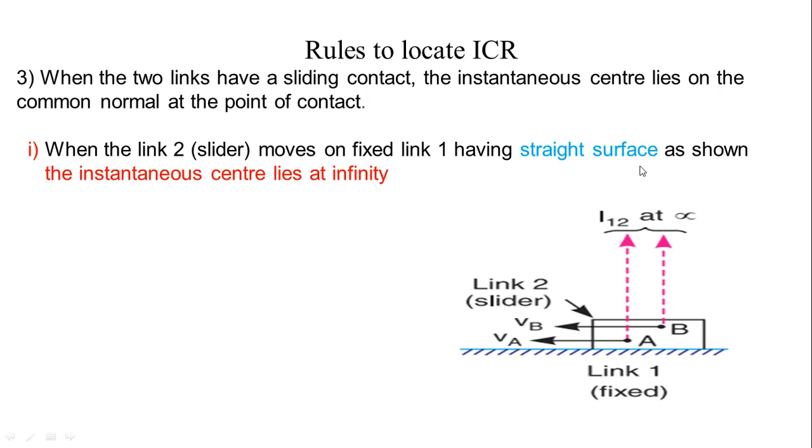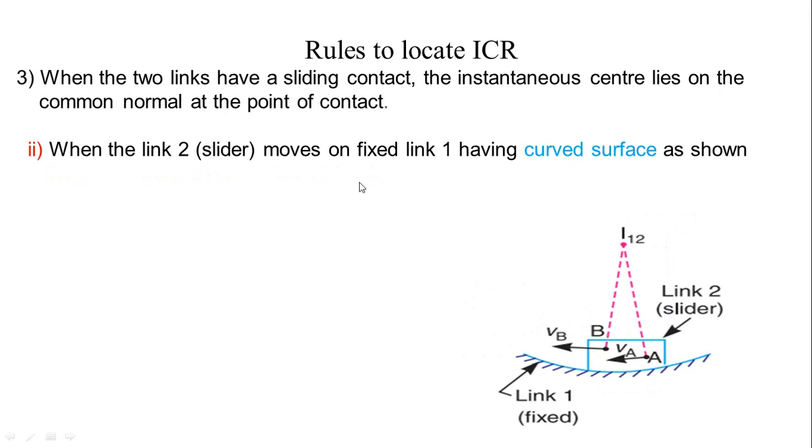For a sliding pair there are three conditions. Out of that, the first one is the straight surface. For a straight surface, the instantaneous center lies at infinity. The next one is once again a sliding pair, but instead of a straight surface there is a curved surface, where the slider is moving on link number 1, which is fixed but has a curved surface, as shown in the figure.